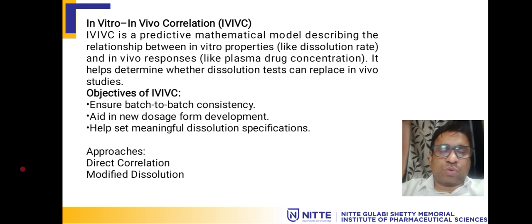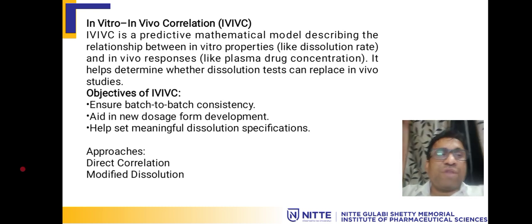Approaches are of two types. One is called direct correlation. We correlate the data of in vivo and in vitro and then predict based on a mathematical model. Or one more method is there, which is called modified dissolution.